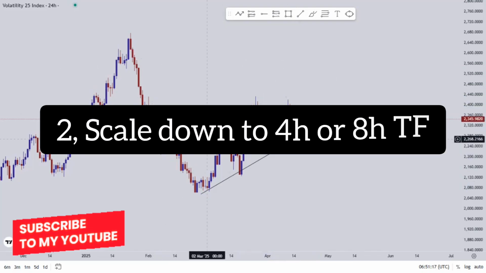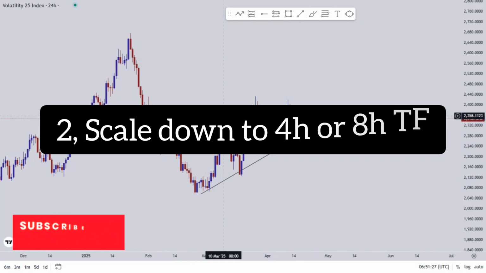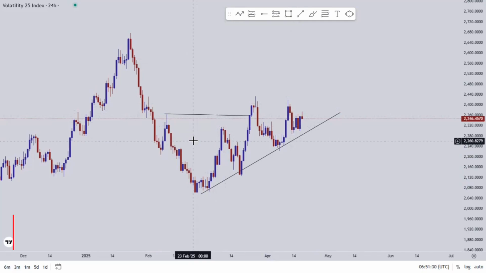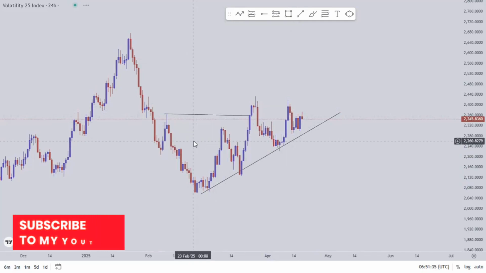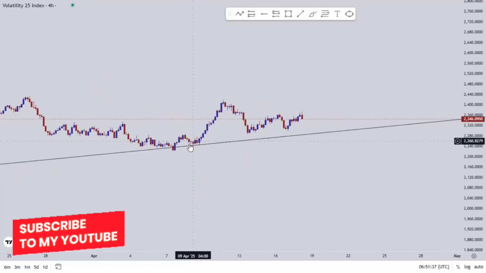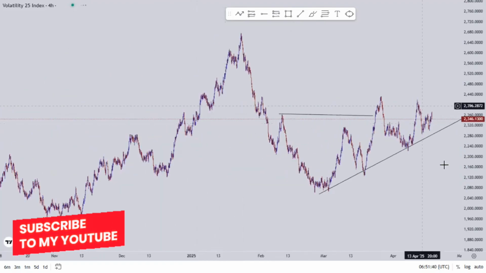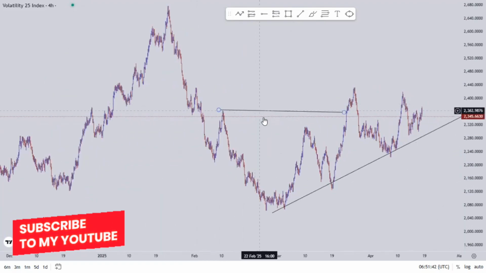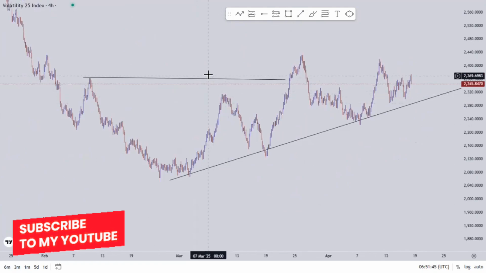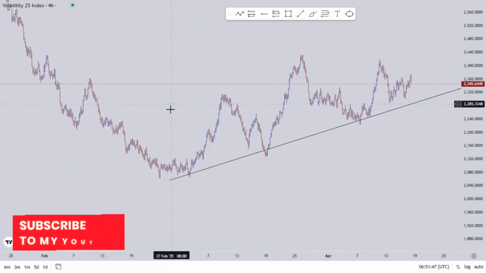Then, after you've identified the trend on the higher time frame, you want to scale down to the 4-hourly or the 8-hourly time frame. And what you want to do on the 4-hourly or the 8-hourly time frame is to basically read the details of the price action on the what? This lower time frame. That is the structure of the market.